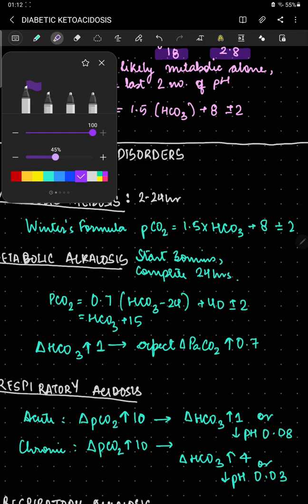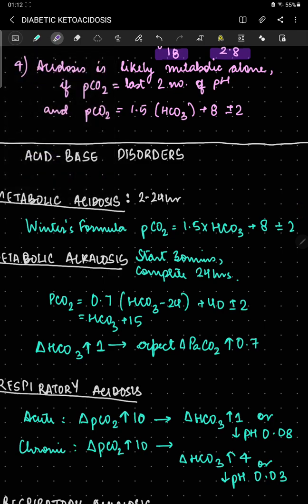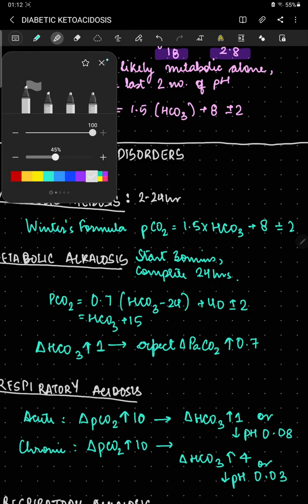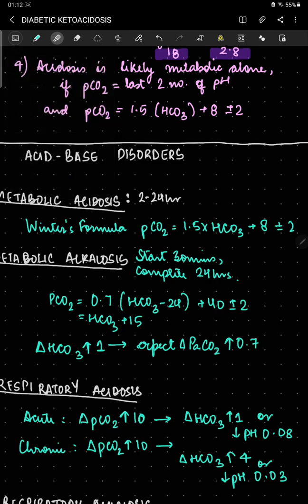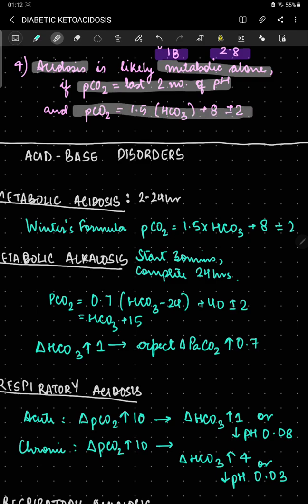The ABG is very important because we have to see that the acidosis the child is having is likely metabolic alone, and there is no superimposed disorder on that. So a simple trick to know that the acidosis is likely metabolic alone is if PCO2 equals the last 2 numbers of the pH, or you can calculate it by Winter's formula, that is PCO2 is equal to 1.5 times bicarb plus 8, plus or minus 2.